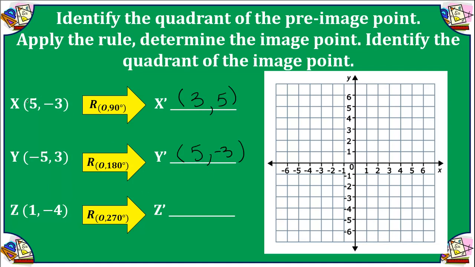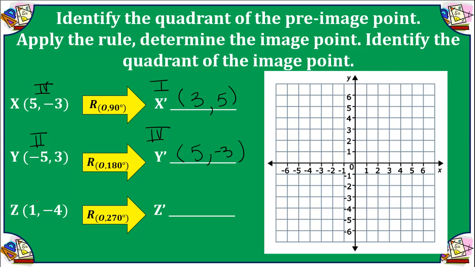Oh, and let's go back right quick. So here we were in quadrant 4. We're going 90 degrees counterclockwise, and that will put us in quadrant 1. And we do have the right type of signs. In this example, we were in quadrant 2. We were going halfway around the coordinate plane. We were going 180. We would end in quadrant 4, where we should have positive, negative, and indeed we do.